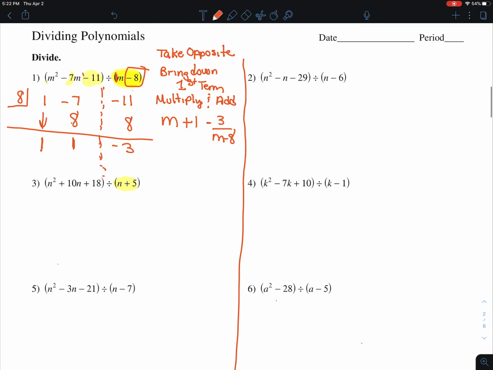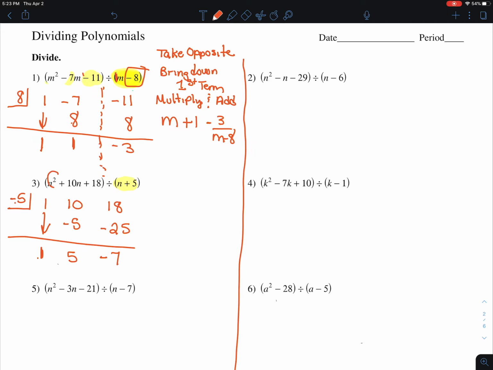Okay, so let's try that again. So this fits our criteria. So we're going to take the opposite of 5, so that'll be negative 5. And then we write the coefficients. So my coefficients are 1, 10, 18. Bring down the first term. And then we multiply and add. So negative 5 times 1 is negative 5. We add those together, we get 5. Negative 5 times 5 is negative 25. We add those together, we get negative 7.